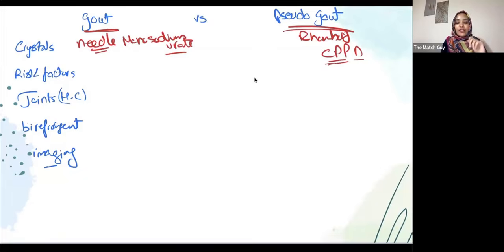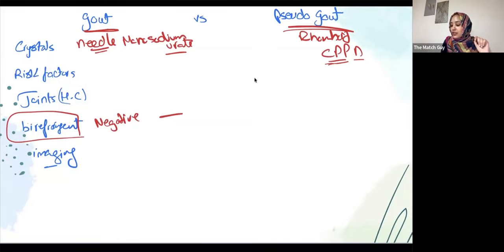Okay, someone said something about the birefringence. So which one is positive and which one is negative? Let's start with just positive and negative, then we're going to talk about why. So gout is negative. If it's negative, that means when it's parallel to the light source, and let's imagine this is the light source, and the red one is the needle-shaped crystal itself, when it's parallel to the light source it's going to be yellow, and when it's perpendicular, it's going to be blue, right?